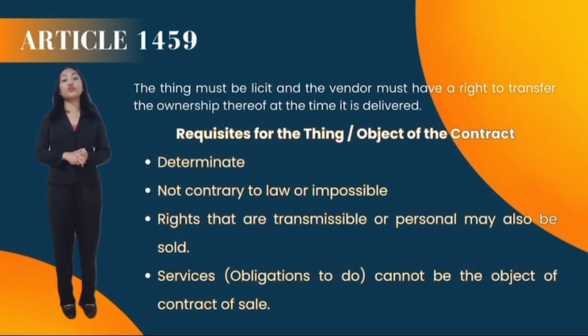Let us now move on to the requisites concerning the object or thing of the contract of sale, as governed by Article 1459 of the Civil Code. From this provision, we can identify two primary requisites. The object must be lawful or licit, and the seller must have the right to transfer ownership upon delivery. For the object to be valid under a contract of sale, the following conditions must be met. It must be determinate, meaning the object must be clearly identified or at least can be clearly identified later.